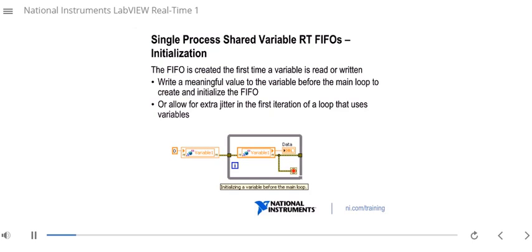So if you take a look at the example at the bottom, notice that we have initialized our variable here with 0. Okay, so when the code gets to that point where it's writing to that variable for the first time and writing a 0 to it, it may take a little bit longer just because it's creating that FIFO. But once that's been done, then when we're inside the while loop, there's not going to be any more delays when you're writing or reading to that variable with the RT FIFO. If you don't do this, then you just want to make sure that you allow for extra jitter in the first iteration of a loop that uses that variable. However, usually it's good practice to initialize your variable before the main loop anyways.